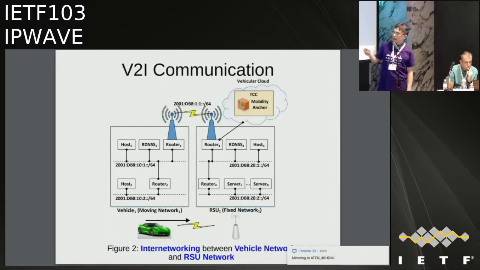So we can see this one is a moving router, okay? It communicates with another router. This is, keep in mind, the RSU. So this interface is used to access a cloud connected to a mobility anchor to take some internet services or communicate with another vehicle located at another subnet link, okay? So we need to consider this kind of internal network as well, okay?